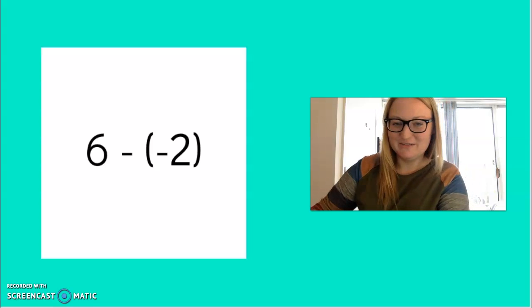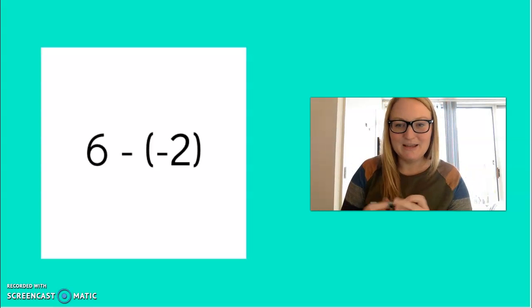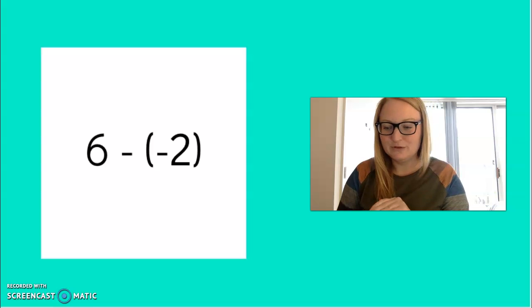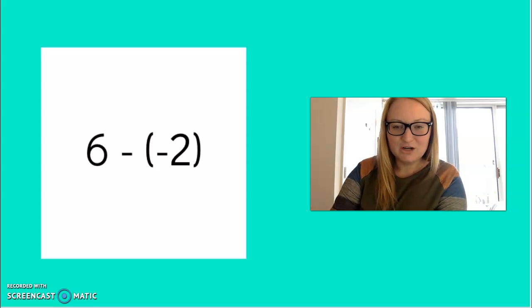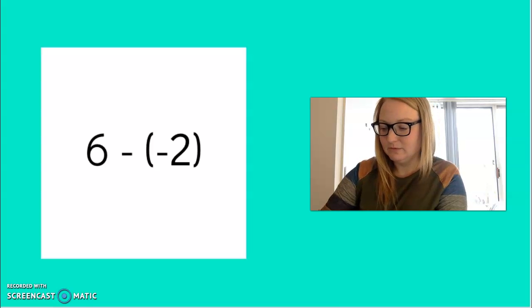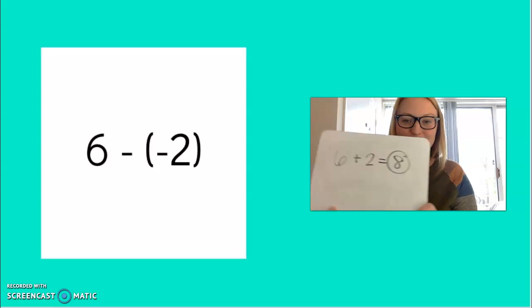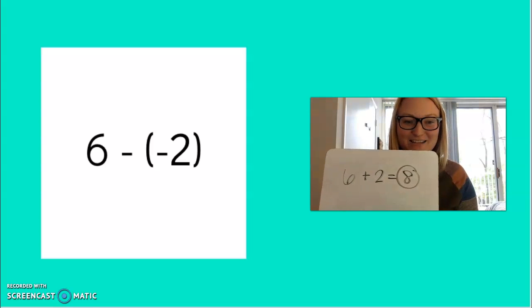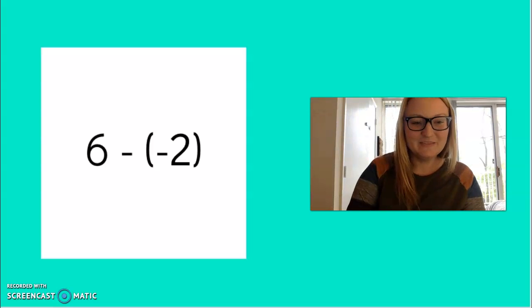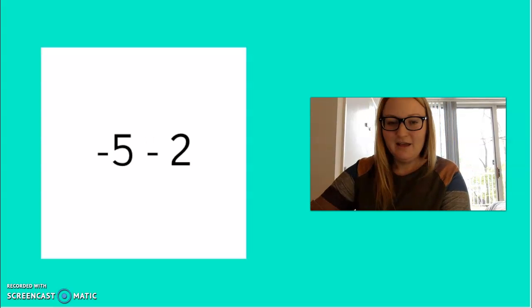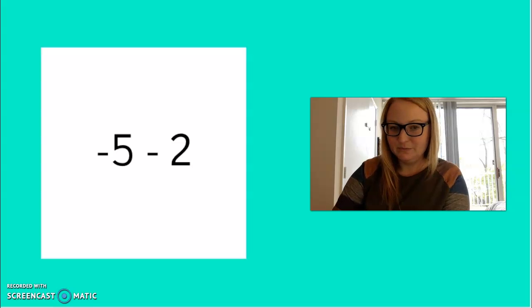Okay, let's try this one. 6 minus negative 2. I'm going to keep my first number the same, change my subtraction sign to addition, and then the opposite of the final term. I'd get 8. And let's do one more together. Negative 5 minus 2.